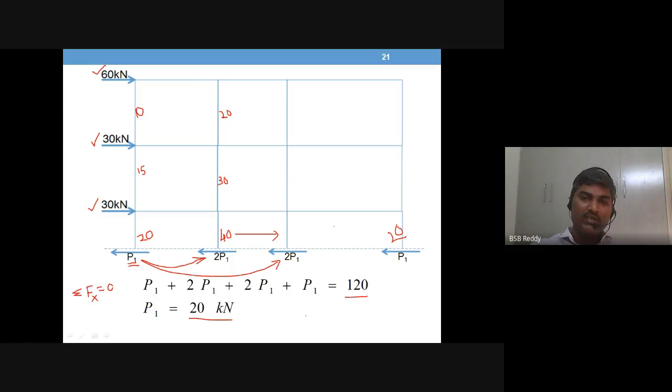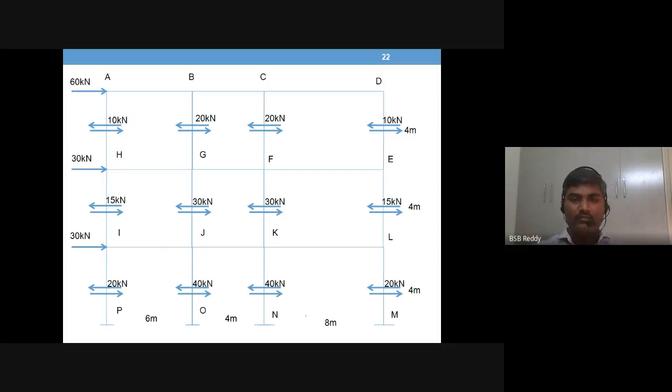Now represent everything in a single diagram. This is the step 1 answer. You have 5 steps to follow. You can see, right? You have cut a section in the middle of this story. Then you have solved for the portion above that. That's why you have got this arrow towards left.